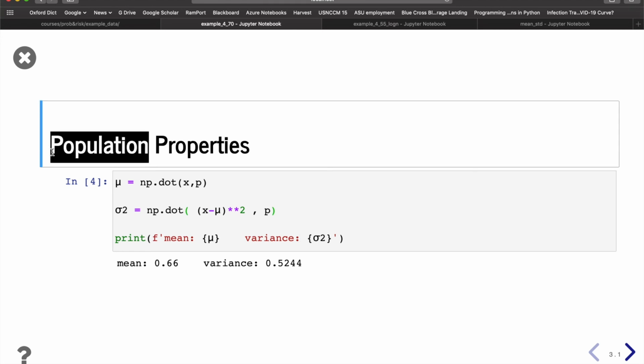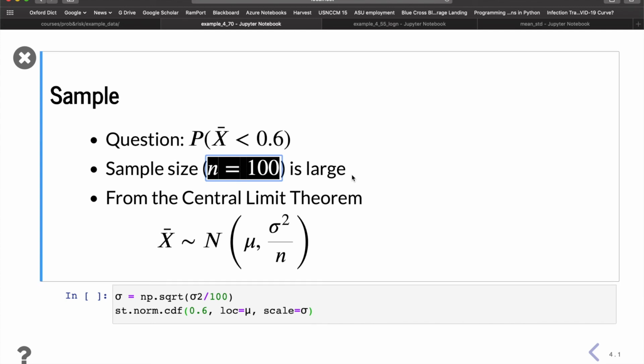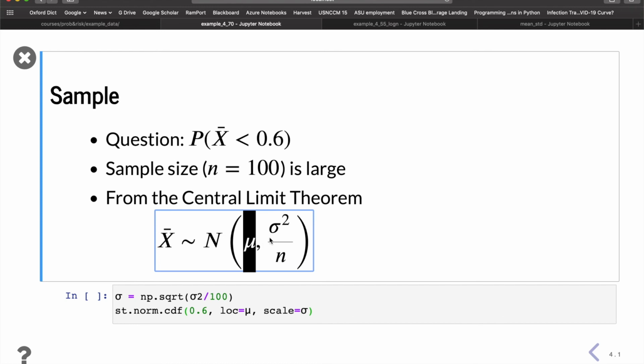Now let's jump into the sample. So the question is, what's the probability that x bar is less than 0.6 in our sample? So the sample size is 100, so it's large, it's greater than 30. So we can use the central limit theorem, in which x bar, the mean of the sample, is normally distributed with mean mu and variance sigma squared over n. So we're going to compute sigma, which is the standard deviation, as the square root of sigma squared over n.